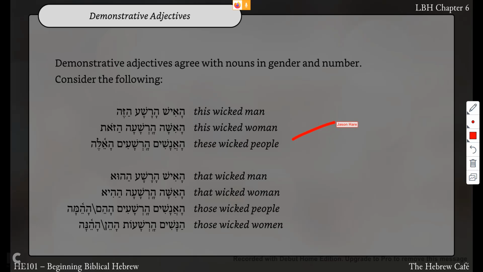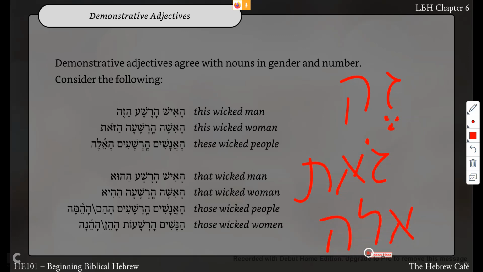Yep. So that's ha'anashim, harishaim, ha'ele. Yes, ha'ele. So if ze is masculine, singular, and zot is feminine, singular, ele is common plural. Common meaning that it's common for masculine and for feminine. Ele.